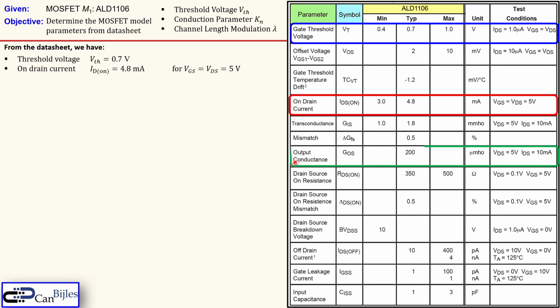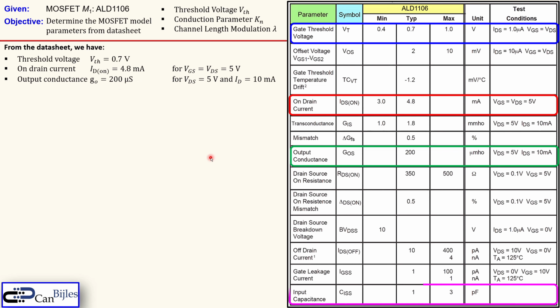The next one is the output conductance, given here as GOS. It is given as a typical value, no minimum, no maximum, 200 micro 1 over ohms. That's the unit of 1 over ohms, because it's the conductance. Again, the test conditions are given: VDS is 5 volts and the drain current IDS is 10 milliamps. Written in our form, output conductance GO is 200 microsiemens, for VDS of 5 volts and drain current ID of 10 milliamps.